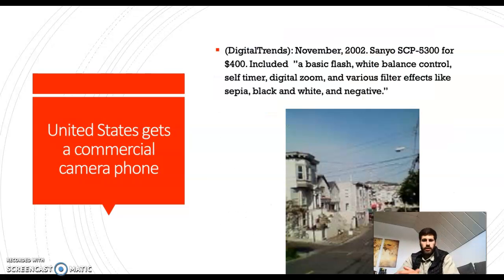So when did the United States get involved, especially for consumers? In November 2002, Sanyo released the SCP-5300, $400, so quite the price tag. But now they were starting to, so 2 years later, this phone included a basic flash, timer, digital zoom, and then some After Effects like sepia and black and white.